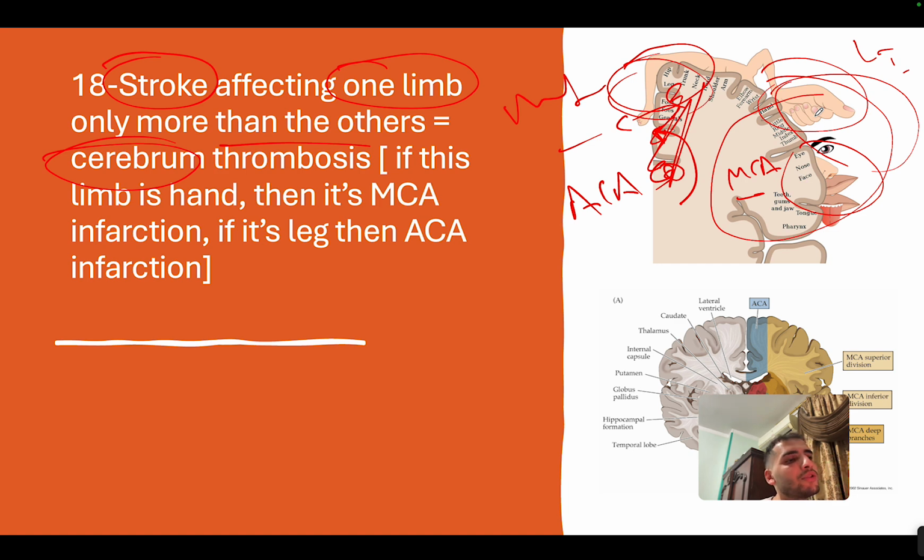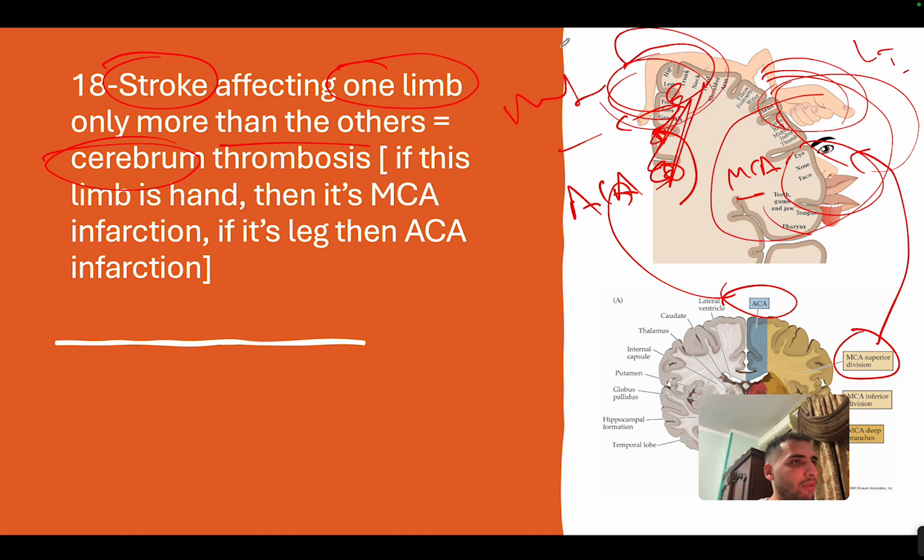If it caused the two problems together, then you think outside of the cerebrum, because the cerebral arteries can never cause the specific symptoms where it affects the two limbs together, okay? Now, the middle cerebral artery would be the one associated with hand and face problems, but the anterior cerebral artery would be the one associated with leg problems, okay?